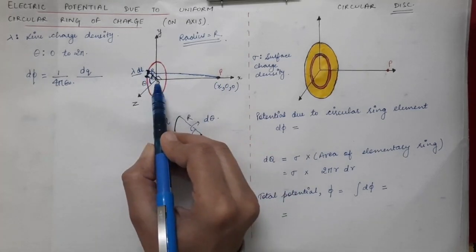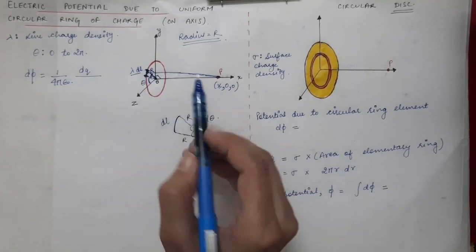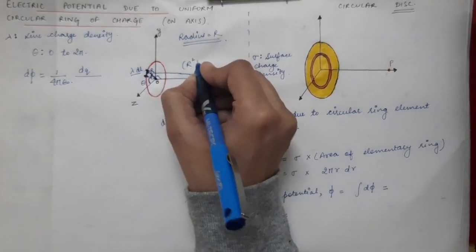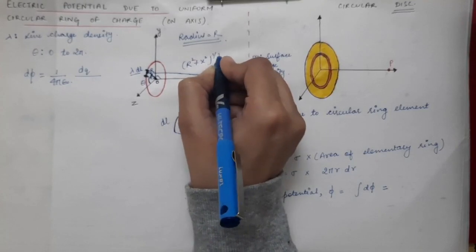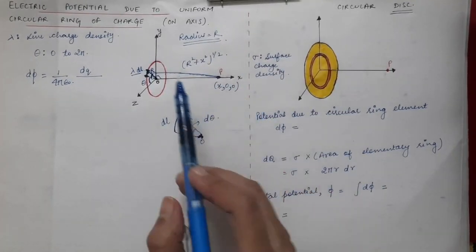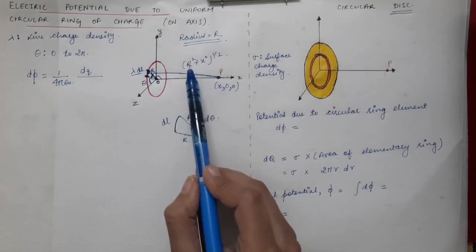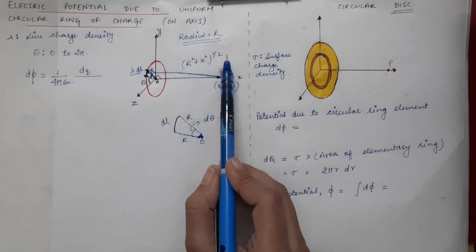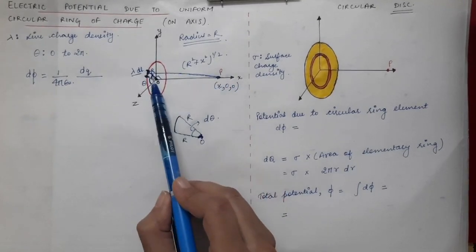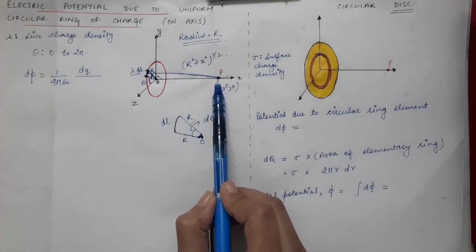So this perpendicular is equal to capital R and the base is equal to x. What will be the hypotenuse? It will be equal to (r square plus x square) power 1 by 2. This is a three-dimensional picture and you have to imagine it a little bit. So the hypotenuse is (r square plus x square) power 1 by 2, where r is the perpendicular and x is the base of this right angle triangle.